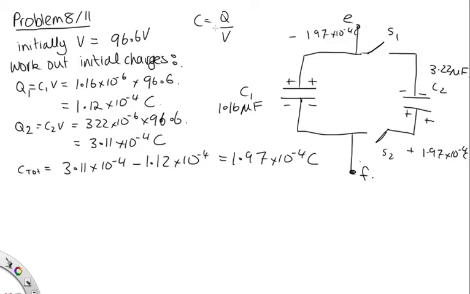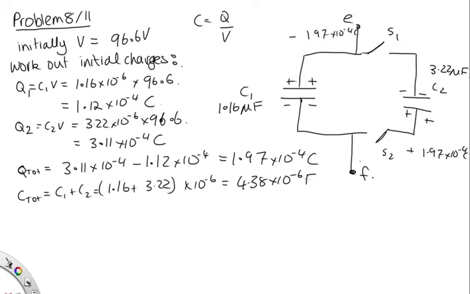Okay, so we've got the total charge now that the switch has been closed. So what we need to do now is work out the total capacitance. Well, C total, these are in parallel, so it's just C1 plus C2. So it's 1.16 plus 3.22 times 10 to the minus 6. And so solving that on the calculator, you should get 4.38 times 10 to the minus 6 farads.